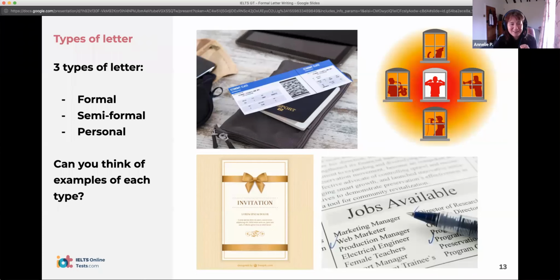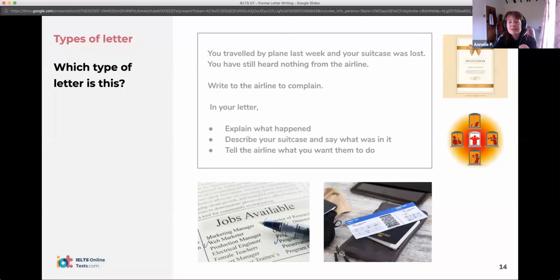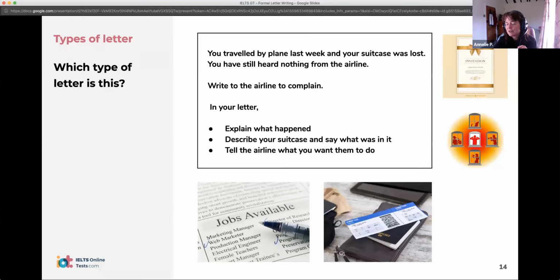It's not usually a love letter, actually, but it's quite a nice example, but it would be maybe a bit too personal. Okay, so let's look at some examples and see if we can work out if they're formal, semi-formal, or personal. Okay, writing to an airline about some lost luggage. What would that be? Okay, absolutely. That would definitely be a formal situation.